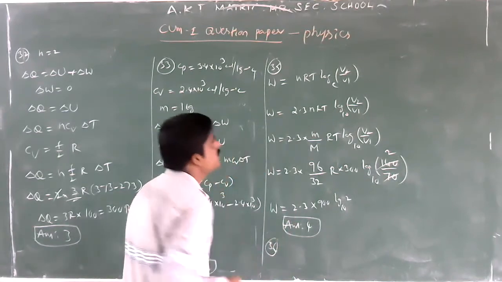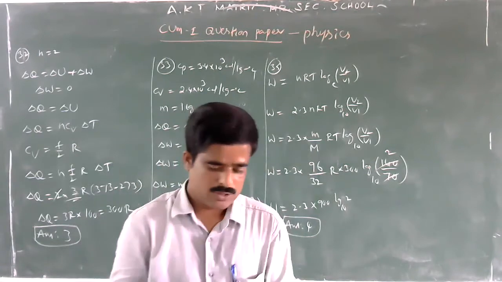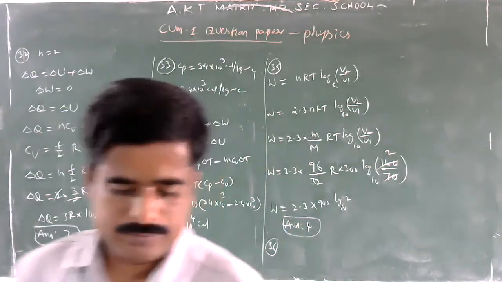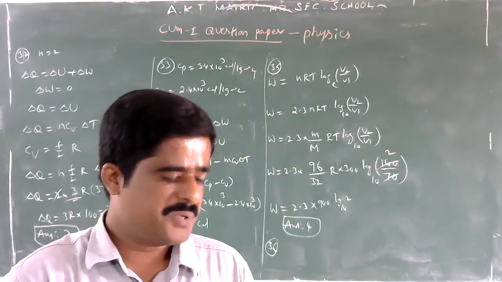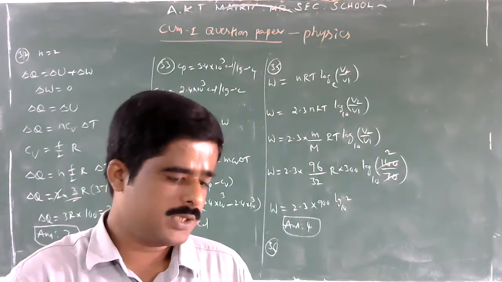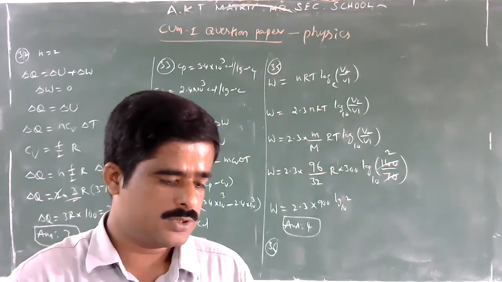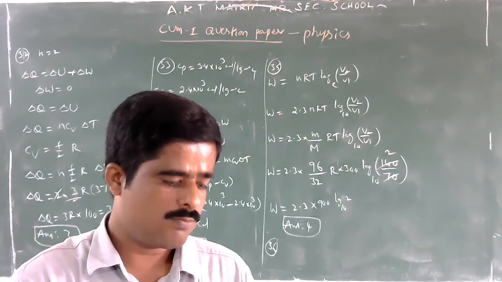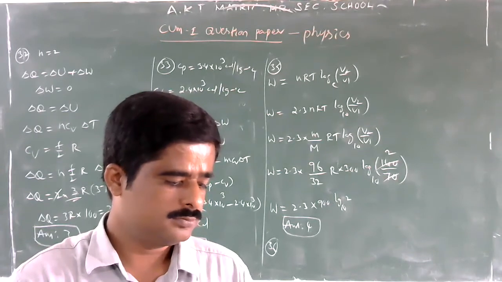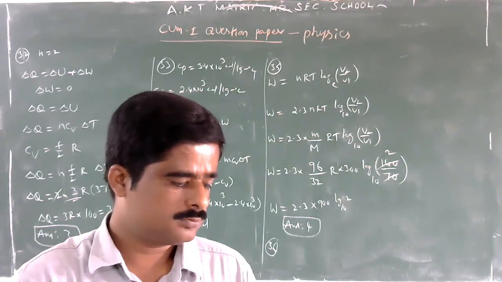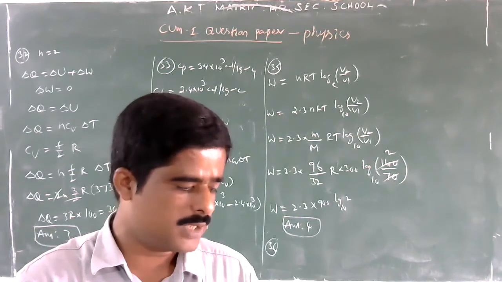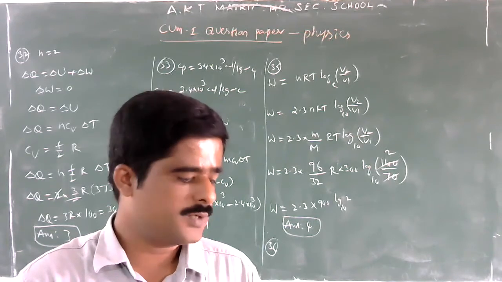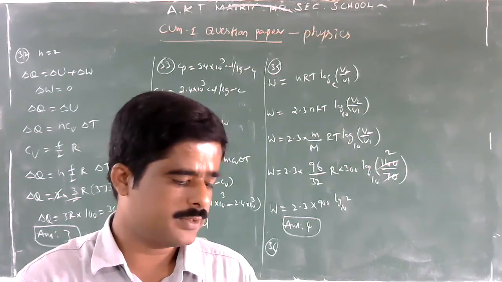Next, 46. When an ideal gas in a cylinder was compressed isothermally by a piston, the work done on the gas was found to be 1.5 into 10 to the power 4 joules. During this process, which option is correct?